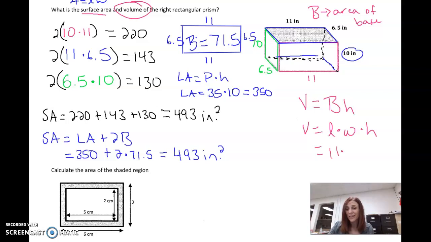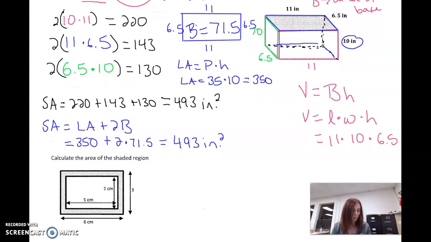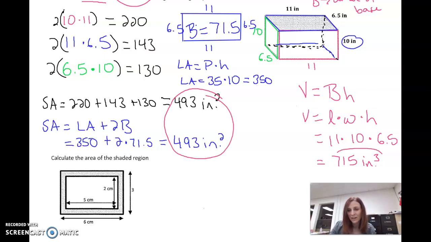Does it matter which one is the length, which one is the width, and which one is the height? Nope. Because it's multiplying, and we can do it in any order. So grab my little calculator here: 11 times 10 times 6.5, and that works out to be 715. Now this, remember, is cubes. How many cubes need to fill it? So it's 715 cubic inches. So surface area and volume. Surface area, how many square inches do we need to cover it? Volume, how many cubes do we need to fill it?